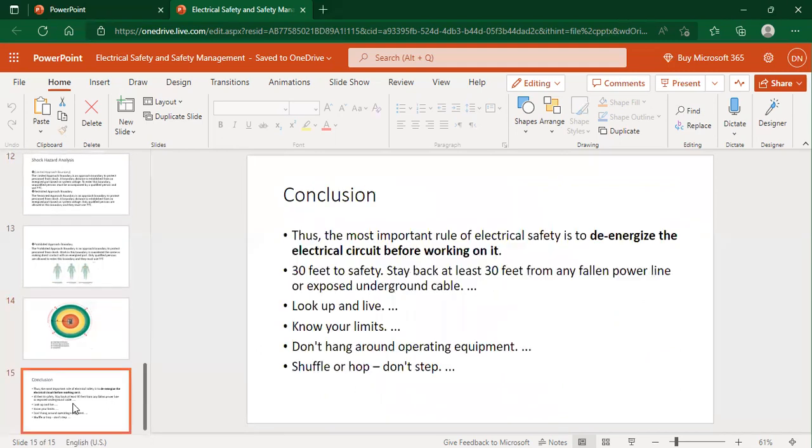At last, the conclusion: the most important rule for electrical safety is to de-energize the electrical circuit before working on it. 30 feet to safety. Stay back at least 30 feet from any foreign power line or exposed underground cable. Look up and leave. Know your limits. Don't hang out around operating equipment. Shuffle or hop. Don't step.